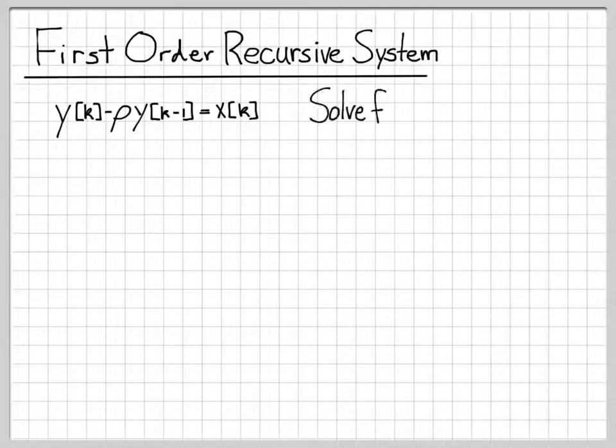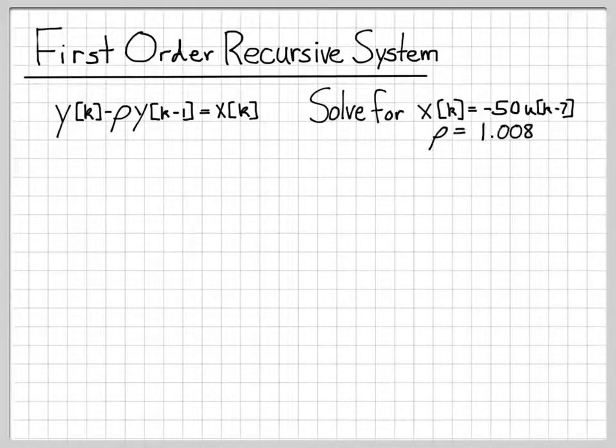So this is the difference equation we want to analyze, and we want to solve it for a specific value of x of k, namely the input minus 50 times u of k minus 7. So this is a signal that turns on at time k equals 7, and it turns on by equaling negative 50 for all time greater than or equal to k equals 7. We're going to assume that rho is equal to 1.008, and we're also going to assume an initial condition of y at time minus 1 is equal to 20,000. So these are all givens of the problem, and using these givens we are going to solve this difference equation.